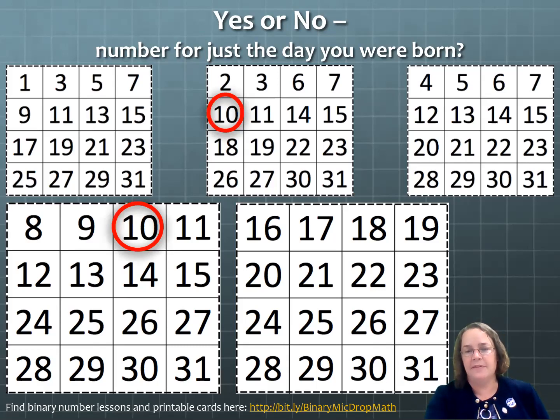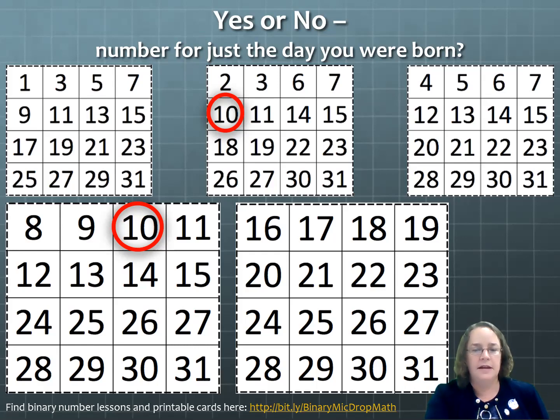So if we were to look at somebody's birthday, let's say your birthday is the 10th, so you were born the 10th day of the month, then you would have said no, yes, no, yes, no. And I would be able to tell immediately that your birthday was on the 10th. I would say, oh, it's on the 10th. And you would think, wow, how can she do that? So let's look at how it actually works with a different example.